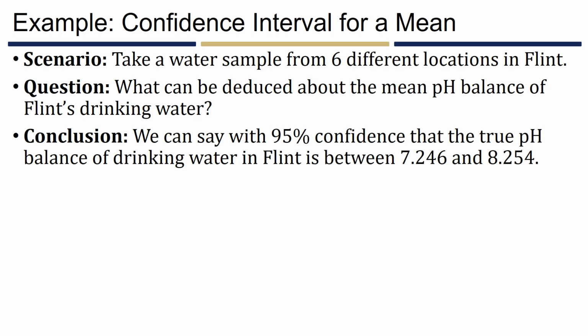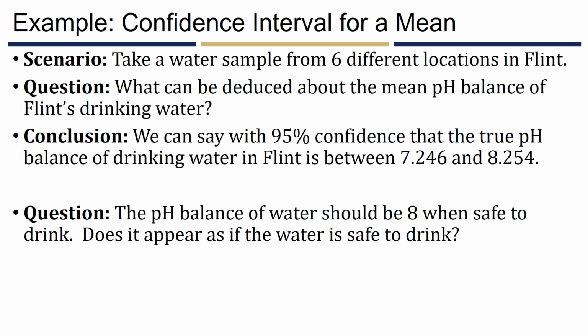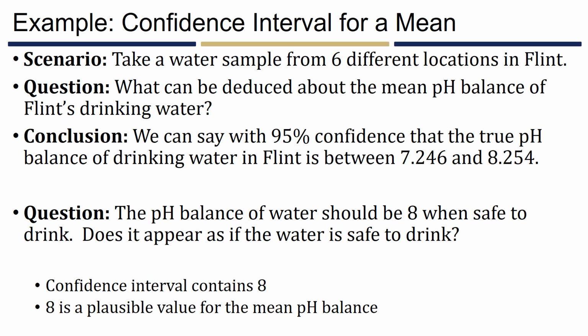Now we can also use this confidence interval to answer different questions. The pH balance of water should be 8 whenever it's safe to drink. So we want to know if it appears as if the water in Flint is safe to drink. Considering the confidence interval that we have, the confidence interval contains 8, which means that 8 is a plausible value for the mean pH balance. And because 8 is a plausible value, that tells us that it does appear as if the water is safe to drink. 8 is a plausible value for the mean pH balance, meaning that the pH balance is at an appropriate level to consume.